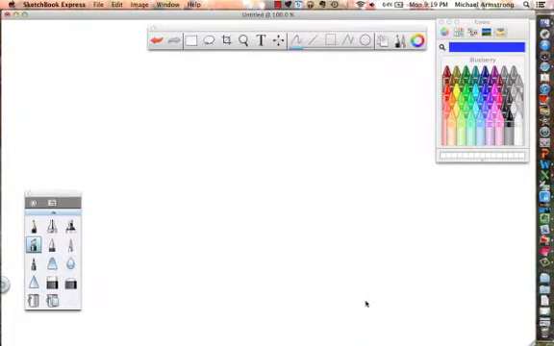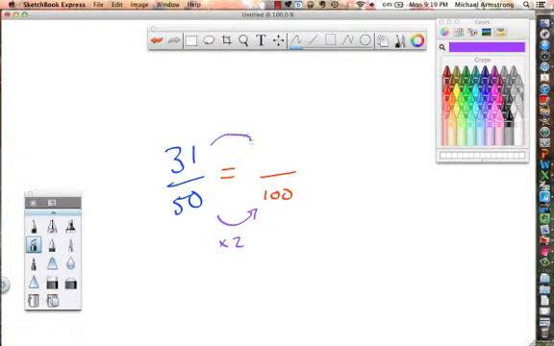Sometimes it does. If they say write 31/50ths as a percent, that's easy. You're just going to go straight to 100, and to do that, you're going to multiply by 2, because 50 times 2 is 100. You're going to multiply by 2, and 31 times 2, you can do this in your head. 30 times 2 is 60. 1 times 2 is 2. 31 times 2 is 62. So 62 out of 100 is 62%. You guys are getting the idea.